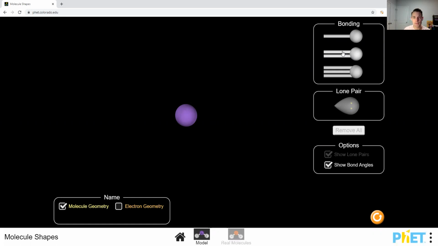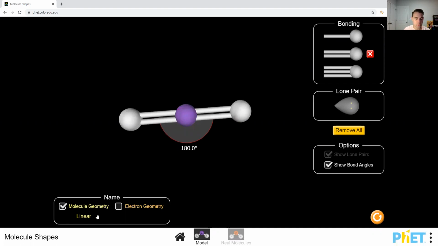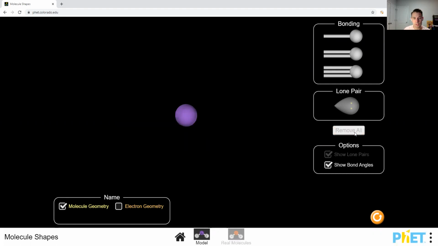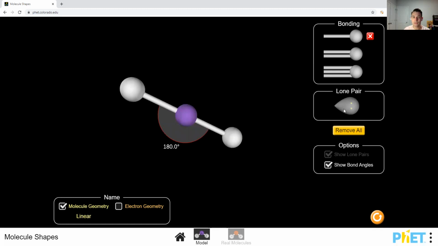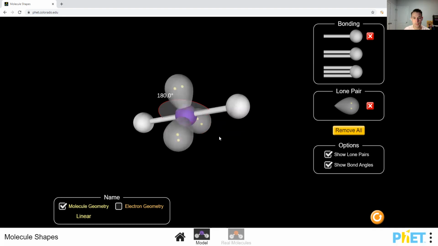If we look at carbon dioxide, it has two double bonds, so I'm going to add two double bonds, no lone pairs around it. You can see the bond angle is 180, and if you look down here, the molecular geometry is going to be linear. So let's remove everything, and let's add two bonds. It doesn't matter if they're single or double, so two bonds. And now let's add three lone pairs. Look at that, it goes back to being linear. So the three lone pairs orient themselves so that it can be a linear molecule, and those bonds and atoms or electrons are as far apart from each other as possible.